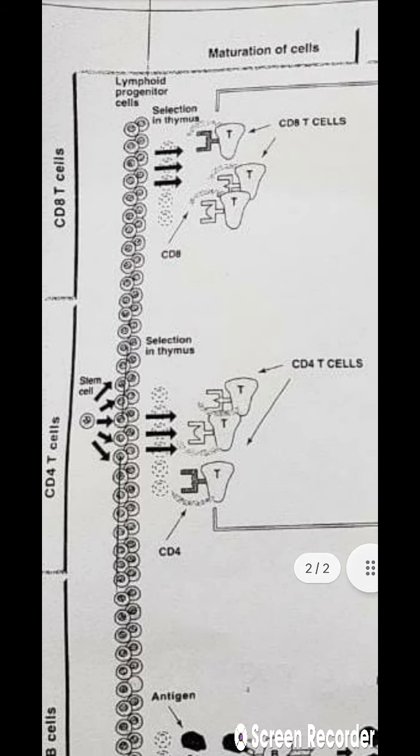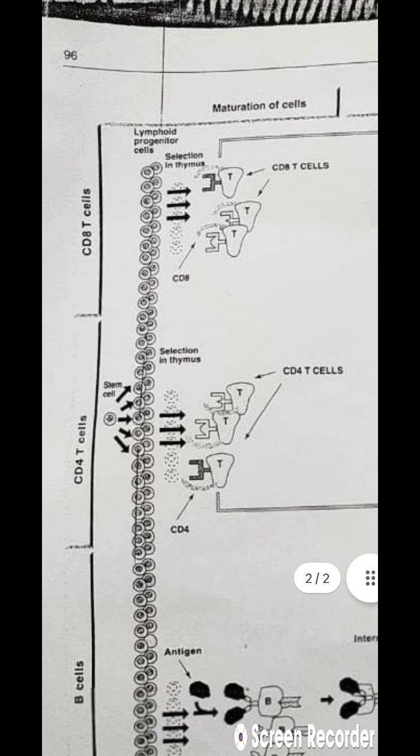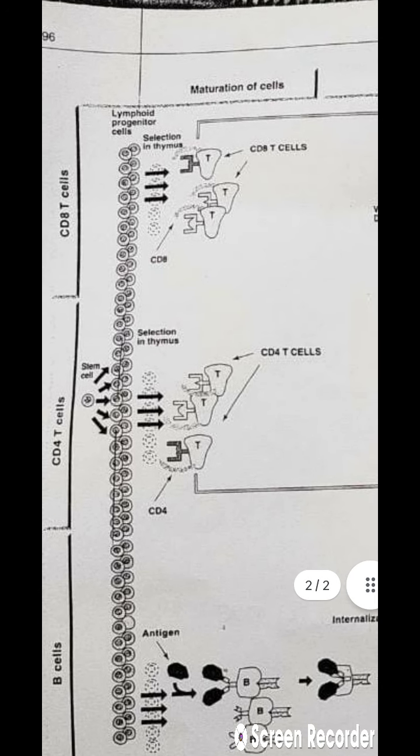So this is another topic, please read it from books, but my topic of discussion in today's class is the immune response. From these stem cells, the lymphoid progenitor cells are generated and get selected in the thymus, and after that selection in the thymus, they are released into the peripheral circulation.